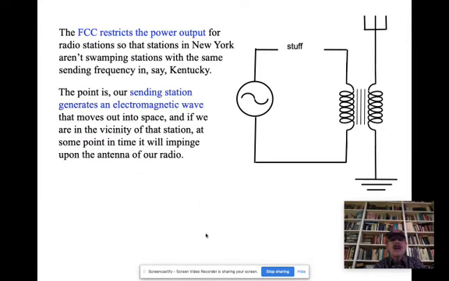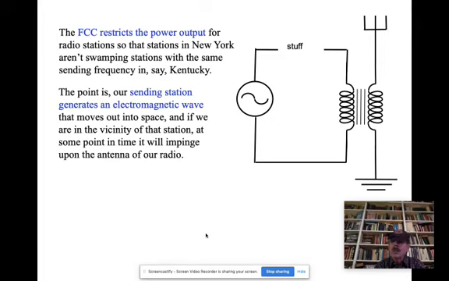Anyway, so the FCC has restricted the power output for radio stations so that they don't swamp stations that are sort of out of their area. There was a superstation when I was a kid down in Mexico that could actually reach all the way up to Washington, but it's not around anymore.